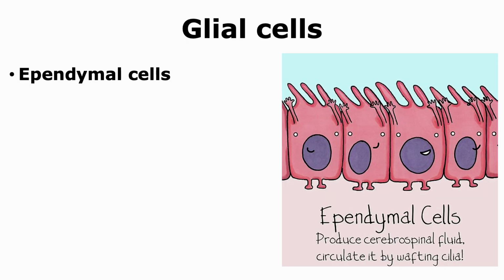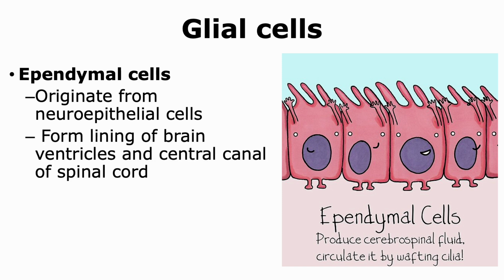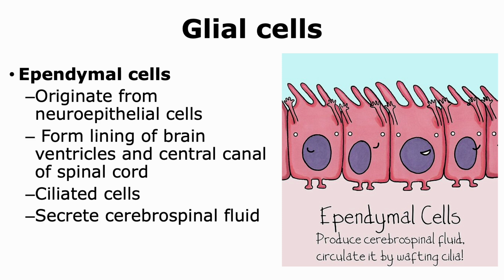There are different types of glial cells, and we're going to start with the ependymal cells. The ependymal cells originate from neuroepithelial cells, and they form the lining of the brain ventricles as well as the central canal of the spinal cord. These cells have cilia, and one of their main functions is to secrete the cerebrospinal fluid.